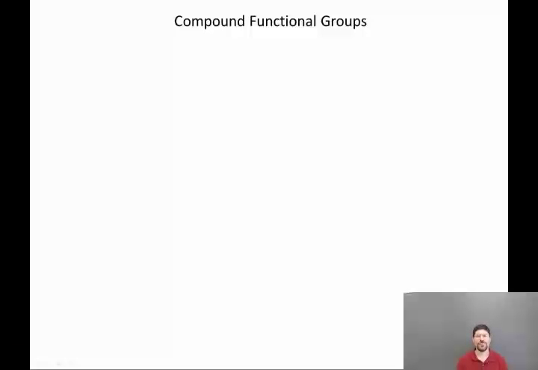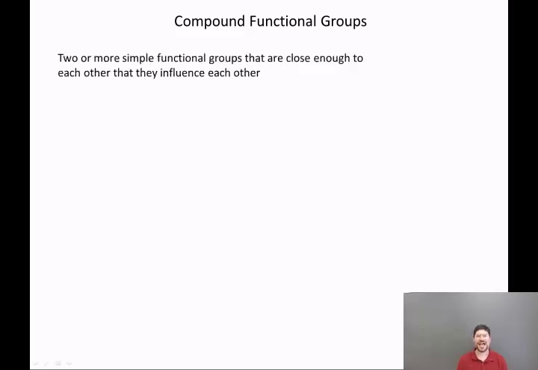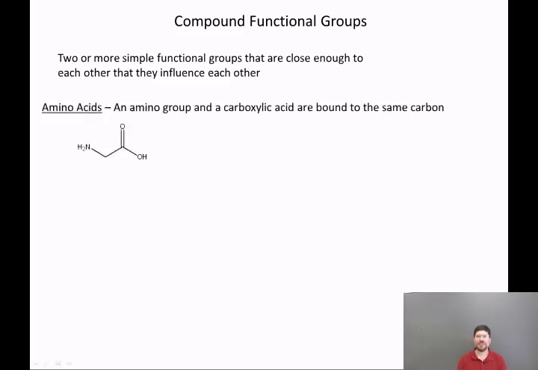Three more functional groups that you should be aware of are what I call the compound functional groups. And a compound functional group is when two or more simple functional groups that are close enough to each other that they influence each other are present in the same molecule. So the three that you need to be aware of are amino acids, in which you have an amino group and a carboxylic acid bound to the same carbon. Okay, so the carbon that we're referring to is this central carbon here, and it has an NH2 on the left and a COOH on the right.